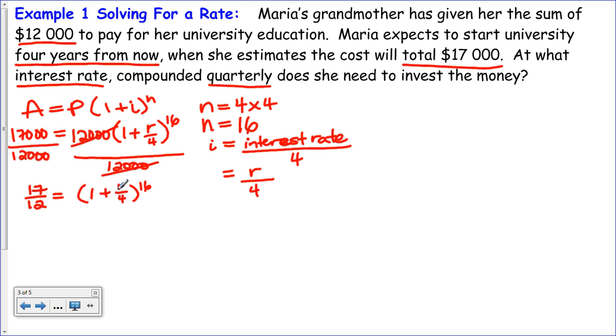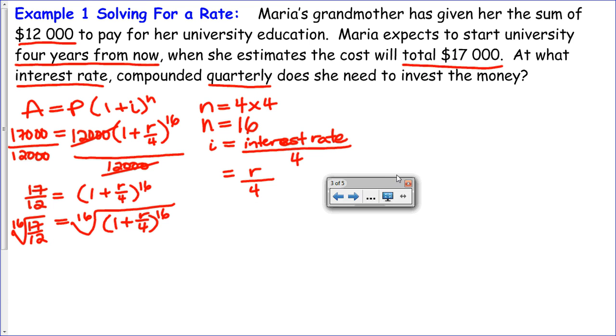Now, the r is inside this bracket, so I have to somehow get rid of the brackets, but I have an exponent of 16. Think about when you were getting rid of a square when solving with the Pythagorean theorem. How did you get rid of a square? Well, you square rooted. So instead of the square root, I'm going to take the 16th root of (1 plus r over 4) to the 16. The 16th root of an exponent of 16 will reduce. And since I did that to the right-hand side, I also have to take the 16th root of the left-hand side.